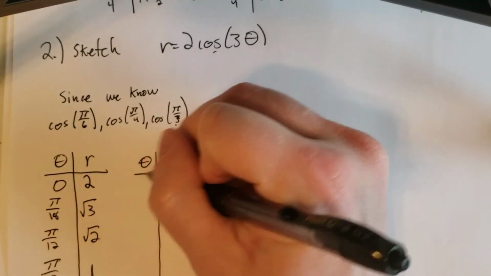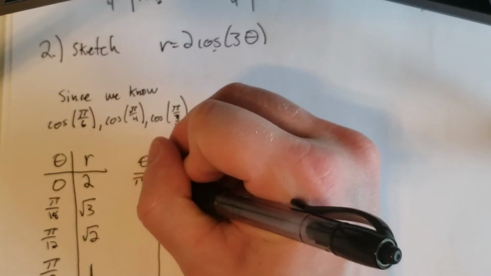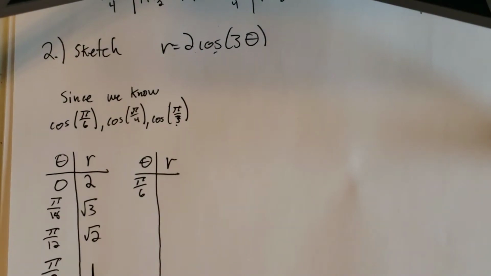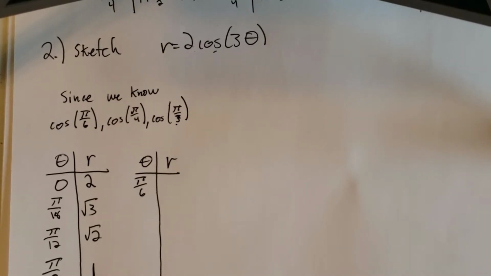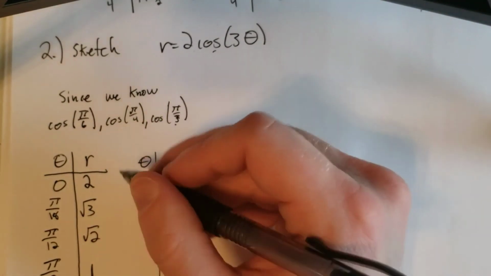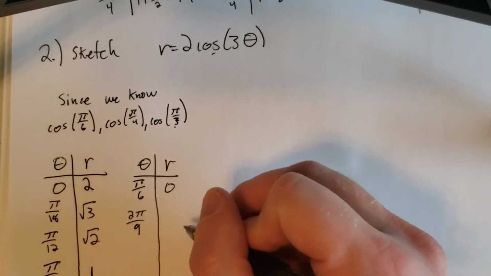Again, write down a few more here. Next, let's plug in pi over 6. Cosine of 3 times pi over 6. 3 times pi over 6 is 3 pi over 6, which is 1/2 pi. Cosine of pi over 2 is 0. So 0 times 2 is 0. Next one will be 2 pi over 9. Well, 2 pi over 9, when we multiply by 3, gives us 6 pi over 9, which is the same as 2 pi over 3. Cosine of 2 pi over 3 is negative 1/2. Multiply by 2, and we get negative 1.